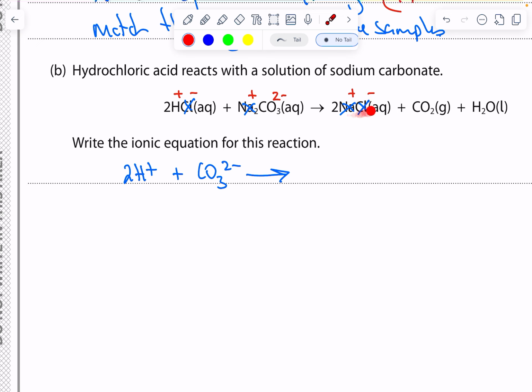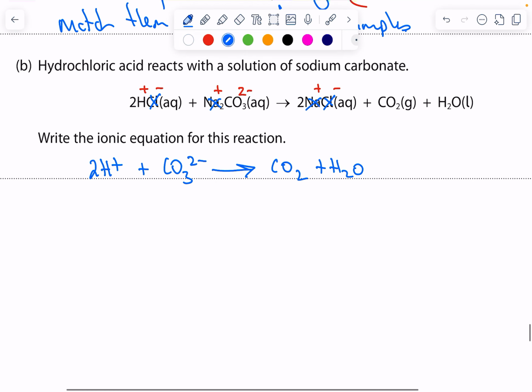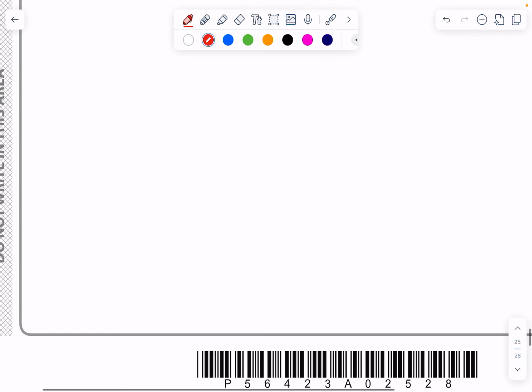This whole compound here is gone. So all I'm left with on this side is CO2 and H2O. CO2 and H2O. Marks for this are 3 marks available. So if you got the formulas right, you get 1 mark on each side, and if you've got the balancing right, you get yourself a 3rd mark.